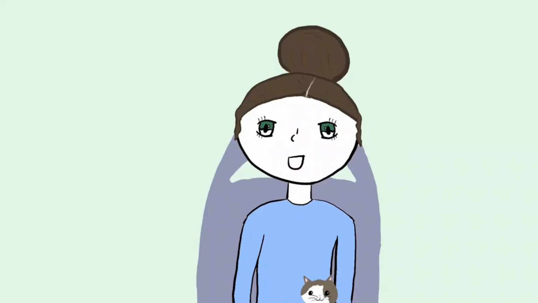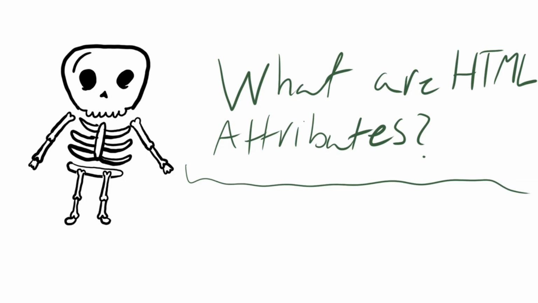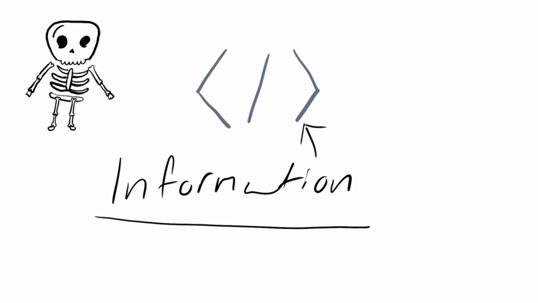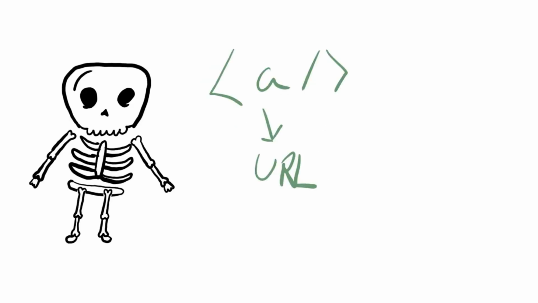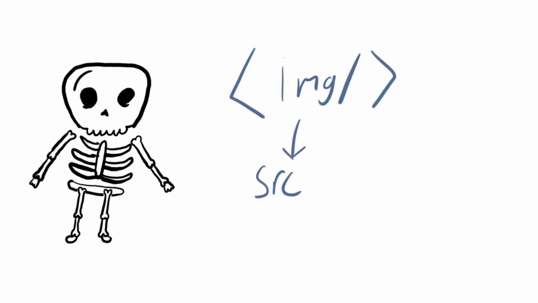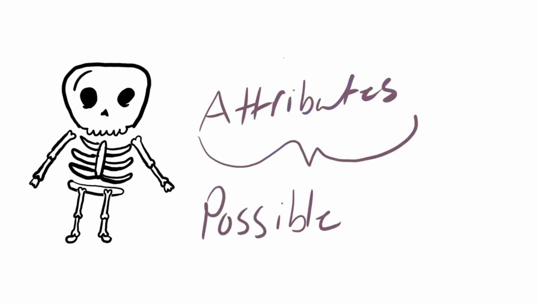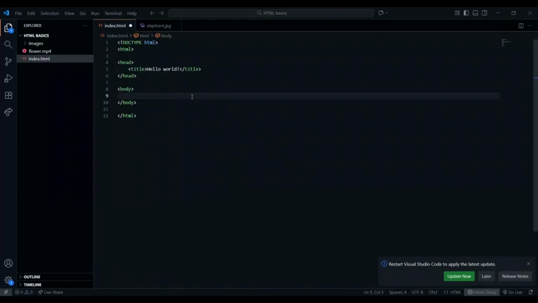So now we're going to go through HTML attributes. So what are attributes? You can think of attributes like extra information that you add inside of your HTML tag to control how they work or how they look. For example, links need a URL, images need a source, and attributes make that possible. So let's start off with some global attributes.